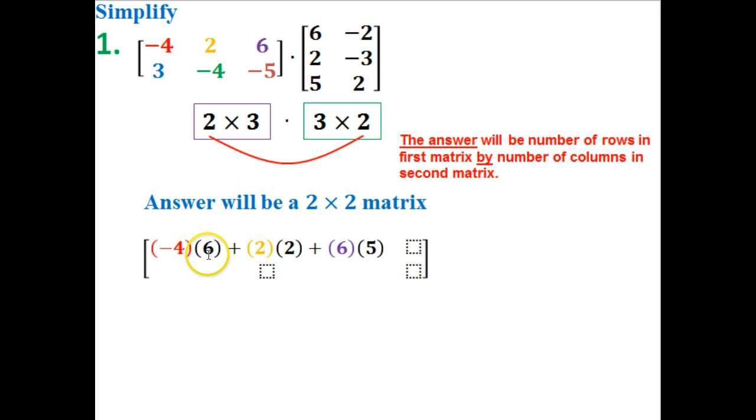So I've got negative 4 times 6 is going to be negative 24. 2 times 2 is 4. And then 6 times 5 is 30. So I've got a negative 24 and 4 is going to put me at a negative 20. Negative 20 plus 30 would put me at a positive 10. So my answer here would be positive 10. I'm going to put that in the upper left-hand corner because that's where all of my calculations are so far right here. Now I'm going to move on to the next one.